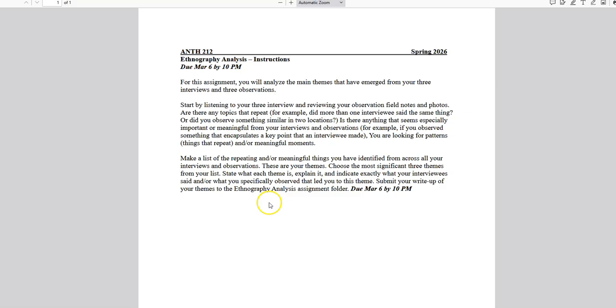So what you're going to actually turn in for this assignment is that list with some more information and explanation, okay? So what does that mean? You're going to state each theme, you're going to explain it, right? What's the theme, what's its significance, and you're going to indicate what your interviewees said, and or what you specifically observed that led you to the theme. So in other words, what we're starting to do here is identify points of analysis, those are the themes, and connecting it directly to evidence. That's specific stuff from your interviews and observations, all right?